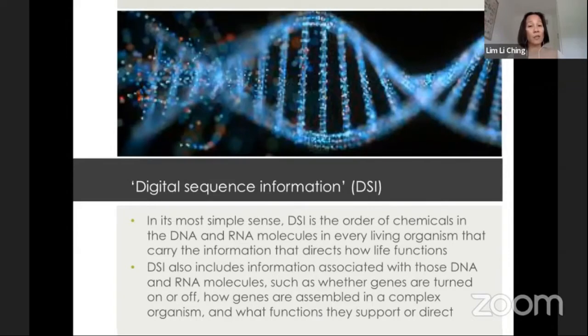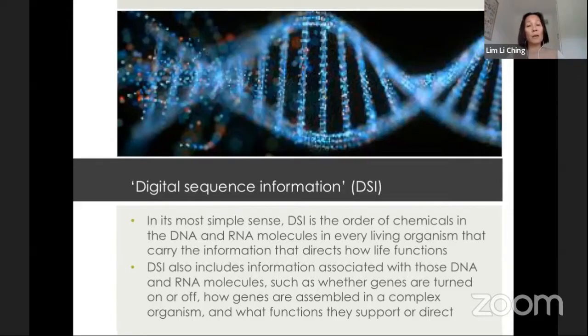Of course, many of us are familiar with DNA and RNA, but DSI also includes information associated with those DNA and RNA molecules, such as whether genes are turned on or off, how genes are assembled in a complex organism, and what functions they support or direct.